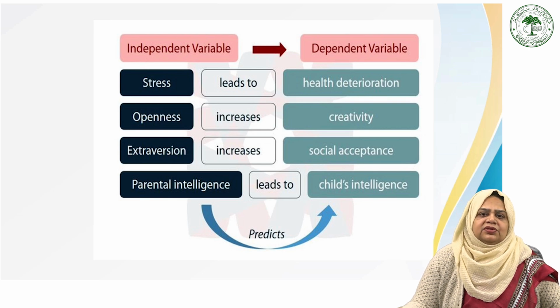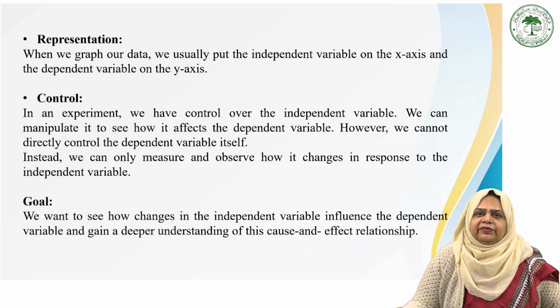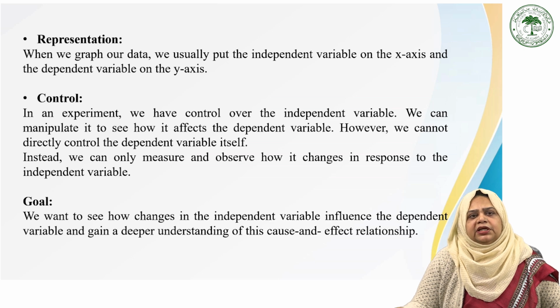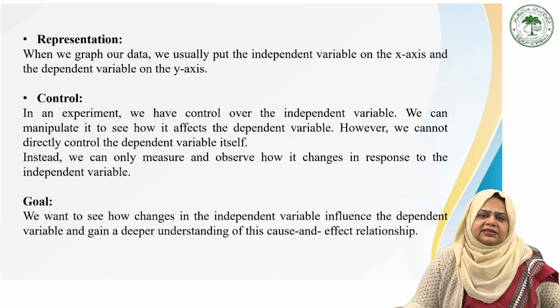Parent intelligence leads to child's intelligence. Parental intelligence is independent and child's intelligence is the dependent variable, because this is predicting the dependent variable. So in all the examples, independent variables are predicting the dependent variables. When we compare independent and dependent variables on various aspects, one of the aspects is representation. When we graph our data, we usually put the independent variable on the x-axis and the dependent on the y-axis. This helps us visualize the relationship between the two variables.